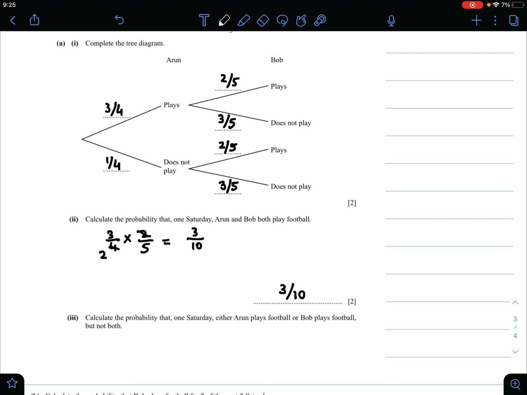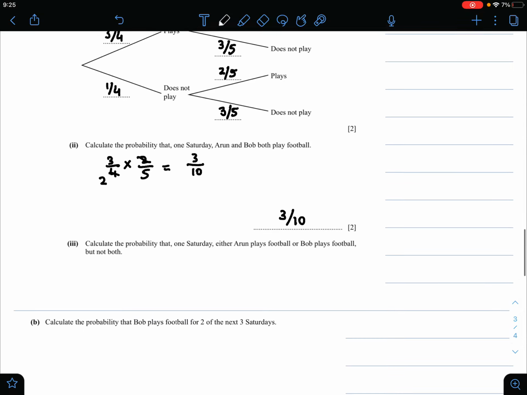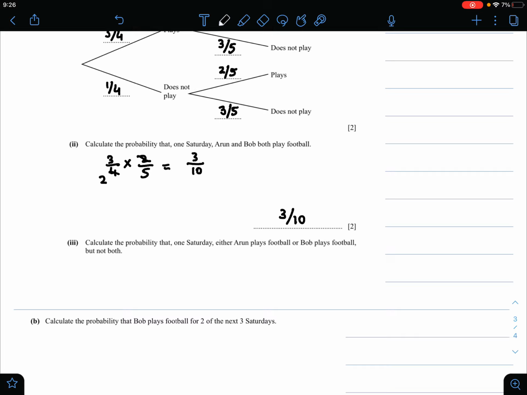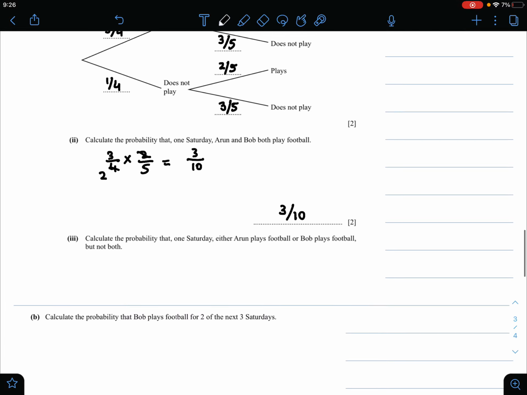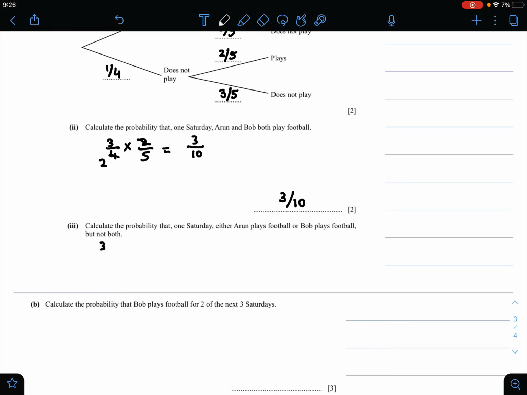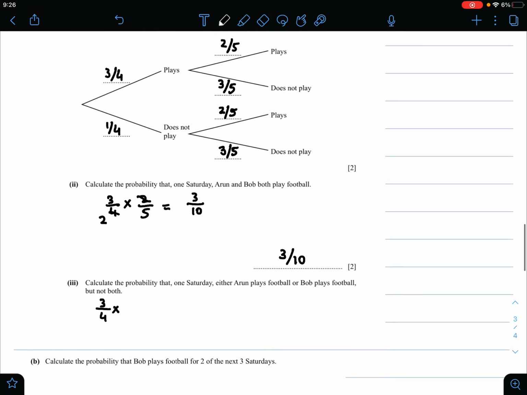Now let's move on to part A3. Calculate the probability that one Saturday either Arun plays football or Bob plays football, but not both. So the probability that Arun plays football will be 3 by 4 multiplied by the probability that Bob doesn't play. So that is 3 by 5. And that is just one of the events. The second event is that Arun doesn't play and Bob plays. So plus the probability that Arun doesn't play, which is 1 by 4, multiplied by the probability that Bob plays, which is 2 by 5.